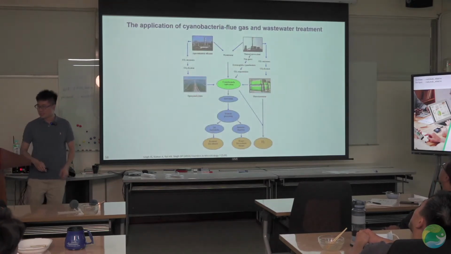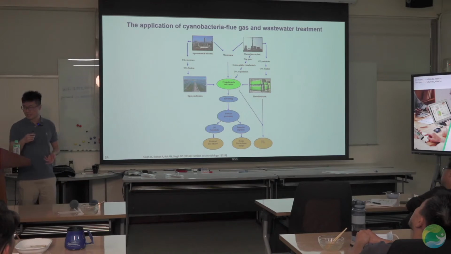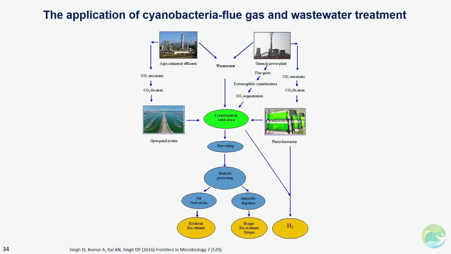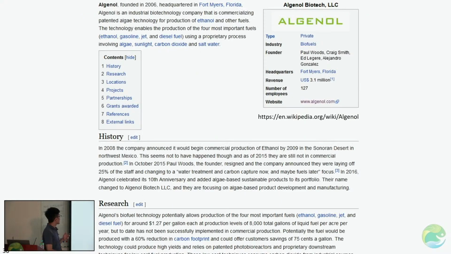There are other applications in industry, like wastewater treatment. These cyanobacteria can take up nitrogen from the water, so they can remove nitrogen pollution. We can also use cyanobacteria to produce biofuel. But these ideas were very innovative maybe back in 2013, about 10 years ago. Later, the idea of using algae or cyanobacteria to make biofuels faced some challenges.